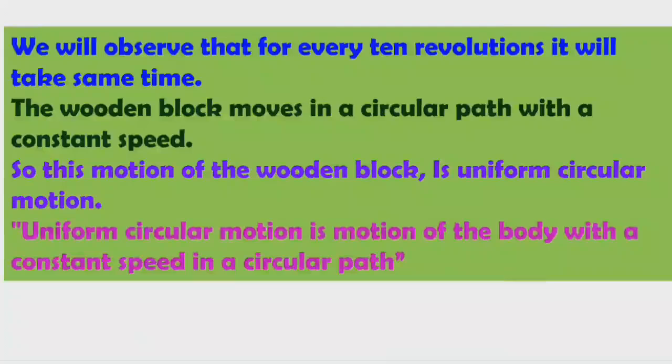Now we will see the definition of uniform circular motion. Uniform circular motion is the motion of a body with a constant speed in a circular path. It should travel in a circular path. It should travel with constant speed, not constant velocity. Speed is constant, but in circular motion, direction is varying.